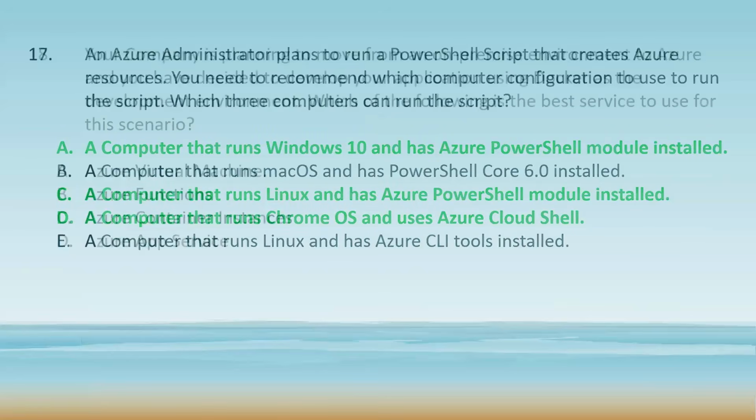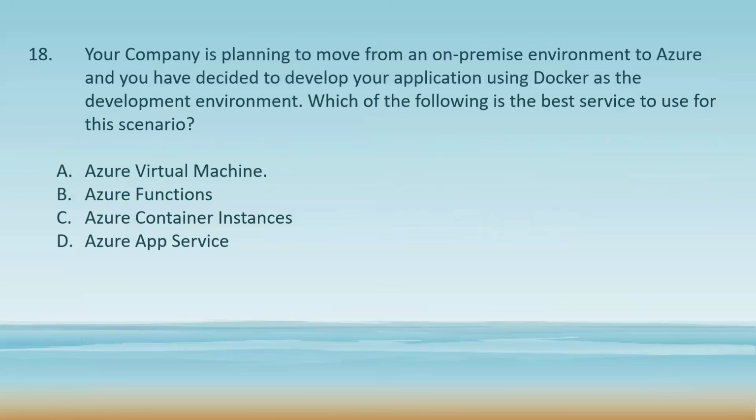Moving on to question number 18. Your company is planning to move from an on-premise environment to Azure, and you have decided to develop your application using Docker as the development environment. Which of the following is the best service to use for this scenario? Your options are Azure Virtual Machine, Azure Functions, Azure Container Instances, Azure App Service.